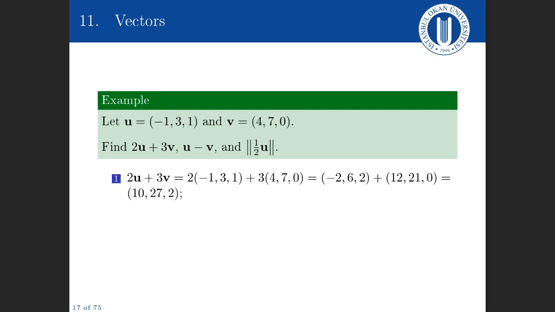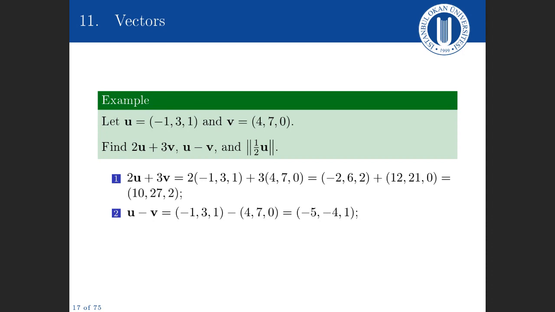First of all, take u and multiply it by 2, we get (-2, 6, 2). Take v and multiply it by 3, we get (12, 21, 0). And then add each of these components together. Minus 2 plus 12 is 10, 6 plus 21 is 27, and 2 plus 0 is 2. Next, u minus v, we need to subtract each component. Minus 1 minus 4 is minus 5. 3 minus 7 is minus 4, and 1 minus 0 is 1.